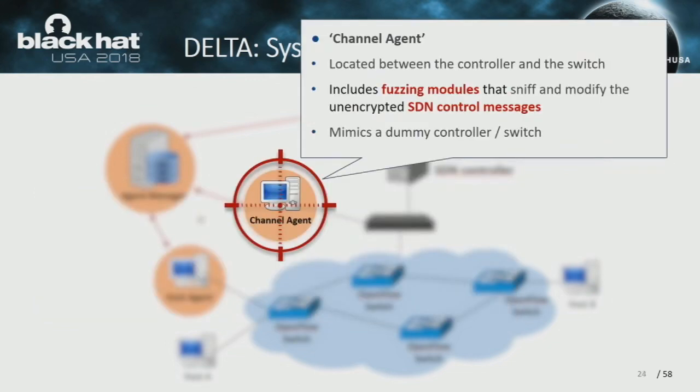And the channel agent is located between the controller and the switch, and similar to the application agent, it also comes with fuzzing modules that can sniff and modify the ongoing SDN control messages between the controller and the switch. And as a proxy, the channel agent can impose a delay on each SDN control message by capturing and releasing it. And in order to reduce the test running time, it can simulate a simple SDN controller against the target switch under test and vice versa.